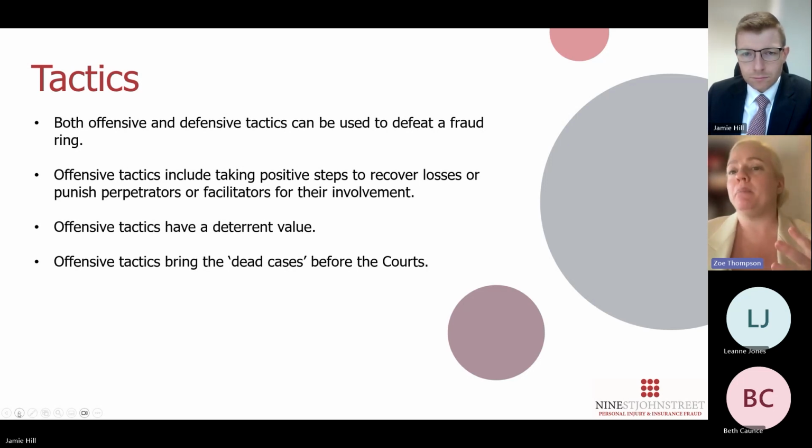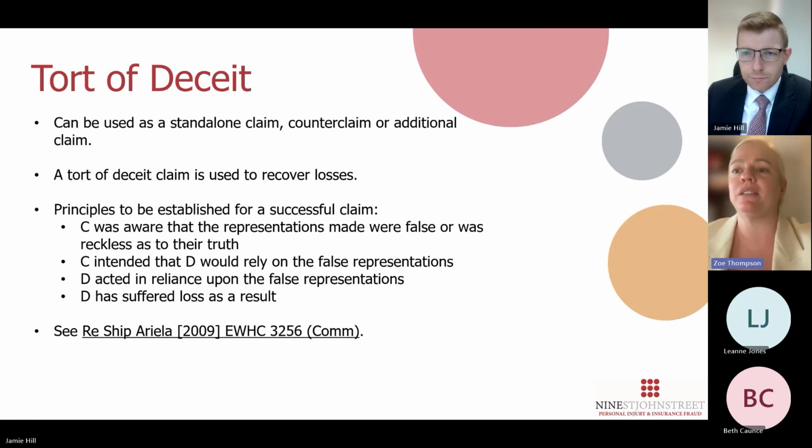And you are doing that because you want to deter, you want to bring an end to the fraud, or you're not winning enough cases just by fighting them on a standalone basis. And that's at the point where you go offensive and you start doing things like tort of deceit. So I'm going to hand over to Jamie now, who's going to talk about some of these offensive tactics.